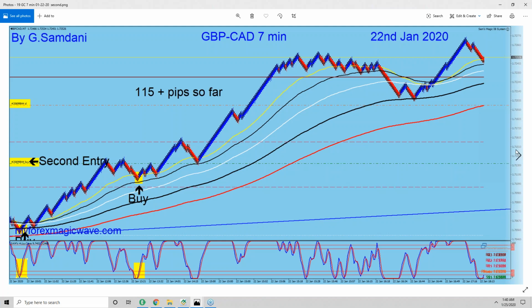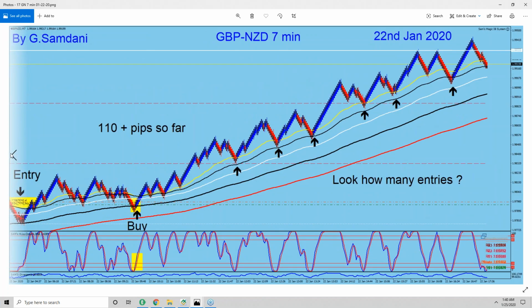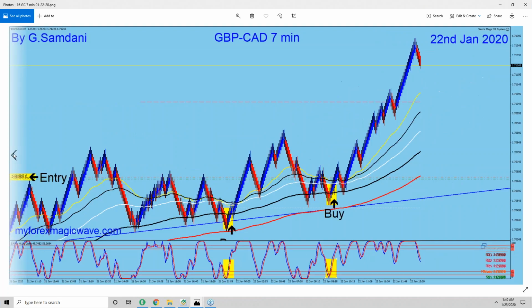See this pound CAD, how big it is, a 115 trade. And this is pound Aussie again. And then you see here pound Nuzi. Look at that. Just look at the entries that this pair gave you going to the upside. This is how this system is. And the pound CAD, this was the trade, and then this was a big one on the 22nd. All together was more than 30 trades last week.